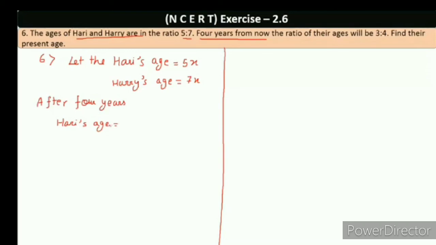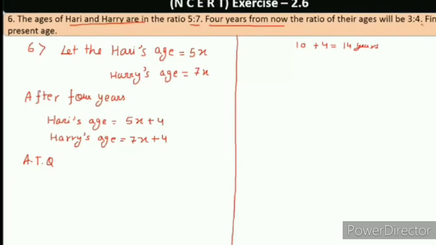How will we write it? First we will write after 4 years, Hari's age equals the present age plus 4. For example, at present your age is 10. If we add 4, after 4 years your age will be 14 years. Similarly for them, Harry's age is 7x plus 4. To the present age we should add 4. According to the question, after 4 years their ages will be in the ratio 3 is to 4.